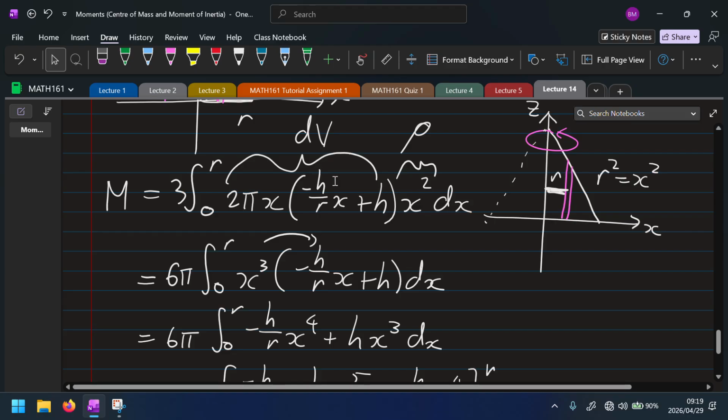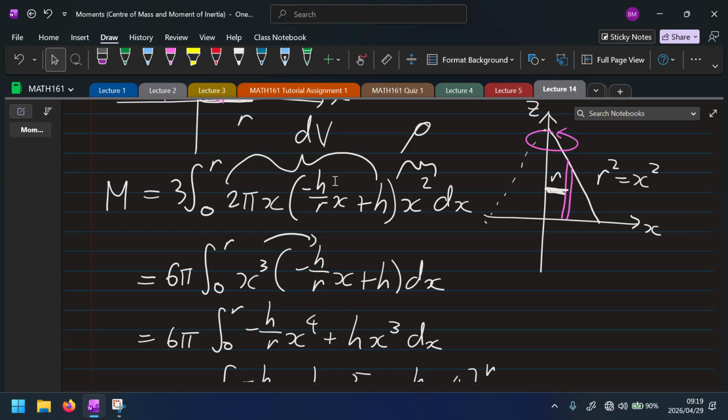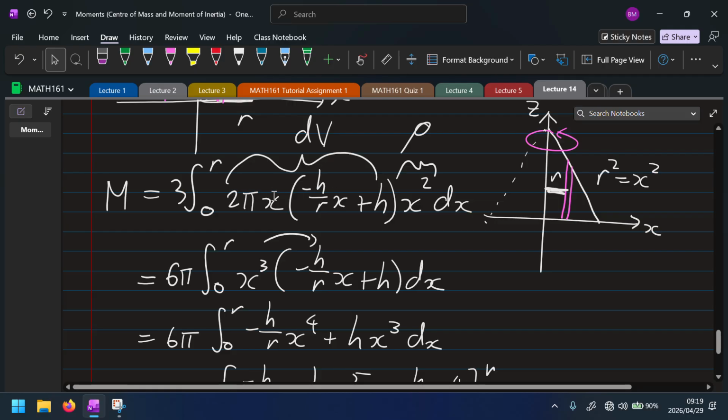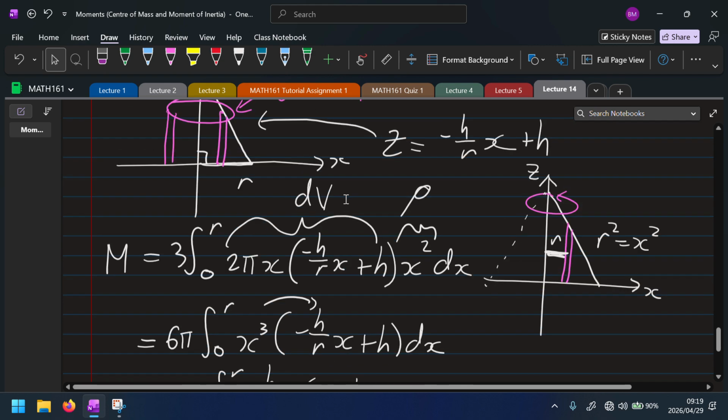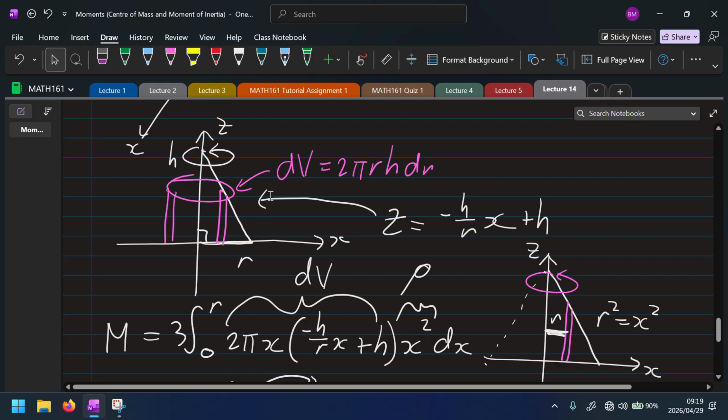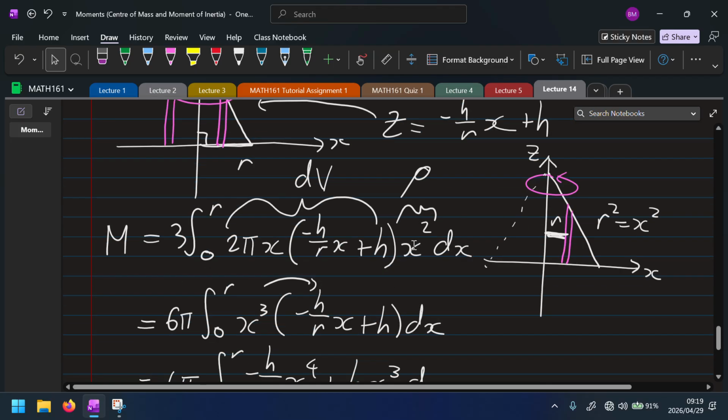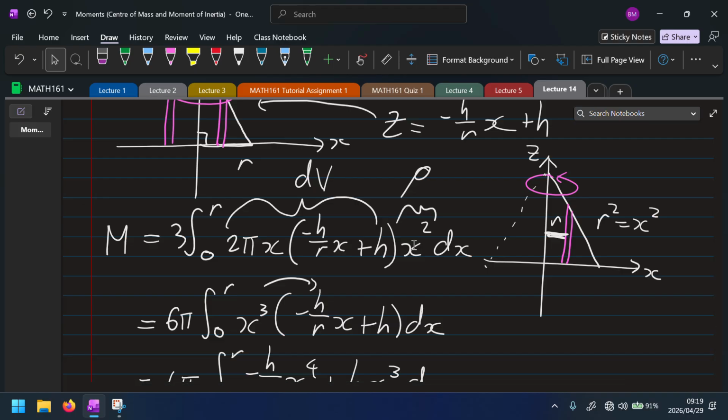Please don't mix up your variables. In the shell method, when you're integrating the radius, we integrate along x. That is the radius. So here, 2 pi r, the radius of the cylinder, is 2 pi x, because we integrate along x. This x over here is the radius of the shell, right? Minus h over r times x, again, the radius. The density was 3r squared, the radius squared. In the shell method, the radius is x. So wherever you have radius, you put x for the shell method.